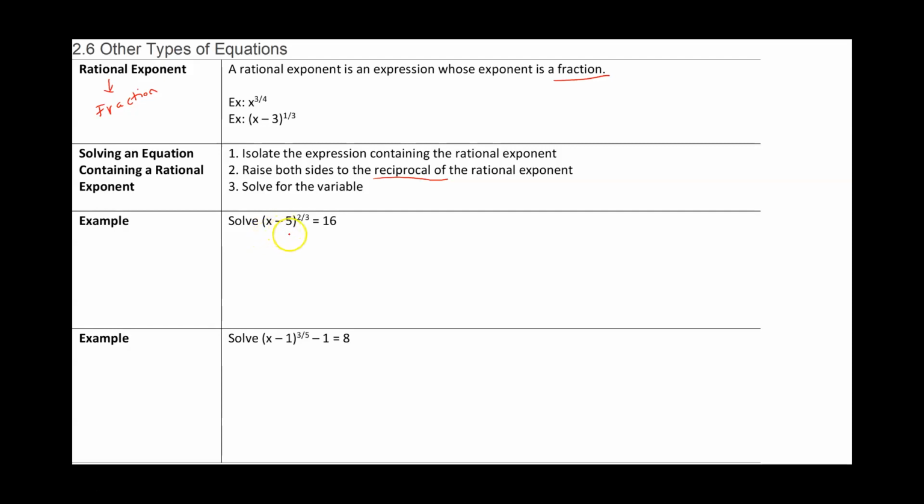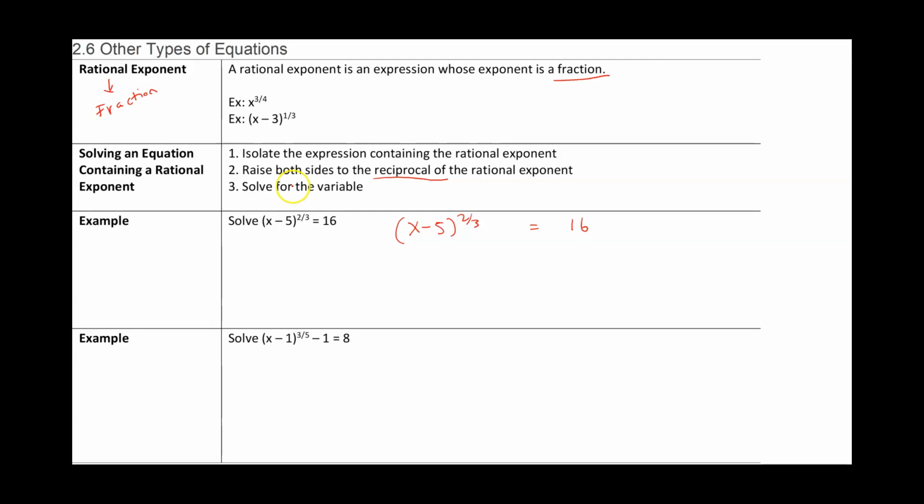We have x minus 5 raised to the 2/3 equals 16, and let's follow our steps. Step 1, isolate the expression containing the rational exponent. On the left side, all we have is this expression with the rational exponent, which means we don't have to do any kind of isolation. So I'm just going to recopy this problem as x minus 5 to the 2/3 equals 16.